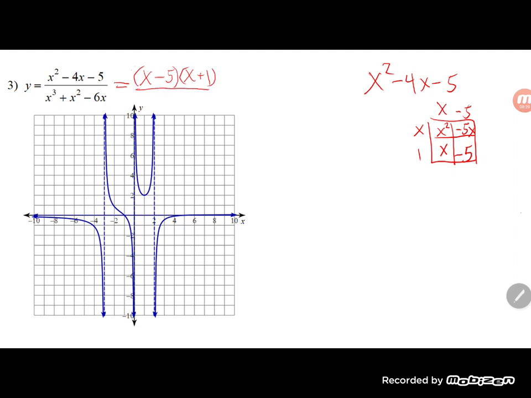Okay, now to factor this bottom part, we're going to have to take x cubed plus x squared minus 6x. I immediately notice I have a GCF of x in each of these, so I'll factor out an x, and I'll get x squared plus x minus 6.